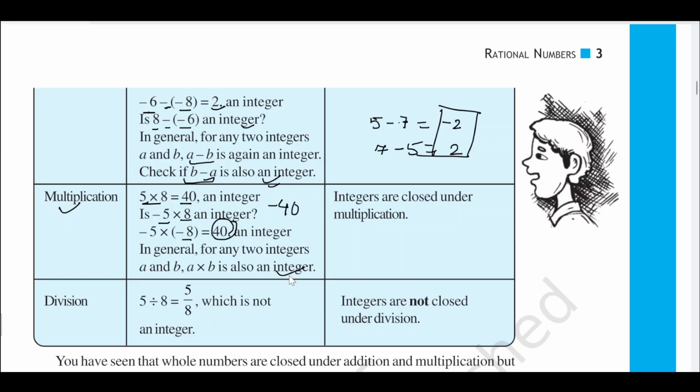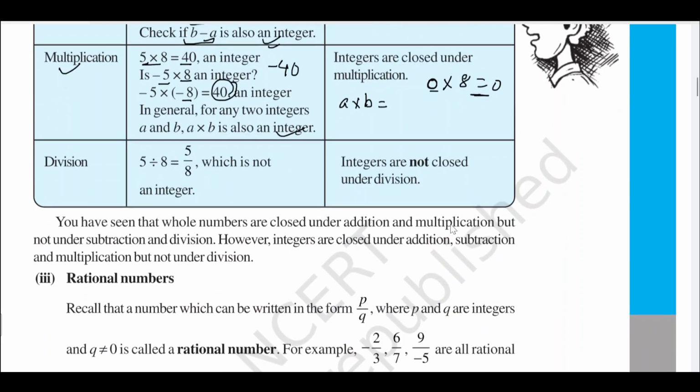So for integers a and b, we get the product a into b, which is also an integer. Let's check our example with 0. For example, we are taking 0 into 8. We get 0. So 0 is also an integer. It is coming in the integer set.